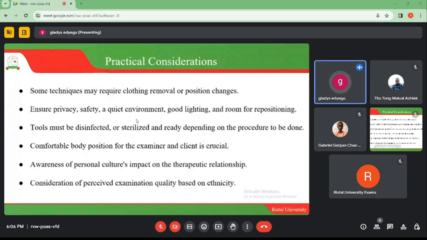Then also there should be consideration of perceived examination quality based on ethnicity. So even the ethnic groups have different beliefs, they have different perceptions. So you have to look at someone according to his ethnicity, and you have to take them the way they are, so that you can do the right thing and get the quality results as expected, so that you can serve them or provide the services adequately.